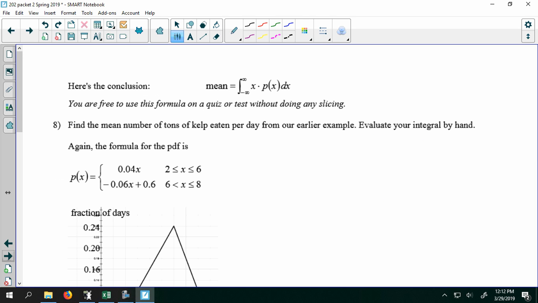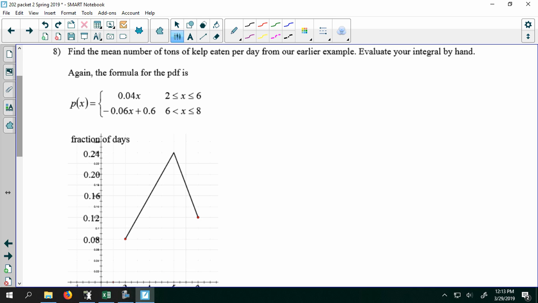So the conclusion, if you want to find the mean, you calculate an integral from negative infinity to infinity of x times p of x dx. And again, you're free to use this on a quiz or a test without doing any slicing. Just treat it like a magic formula.